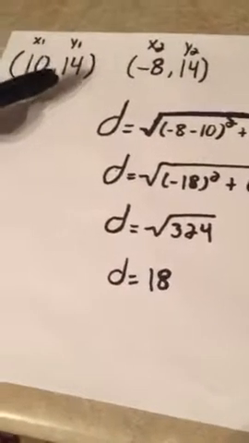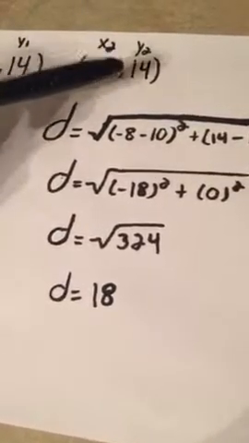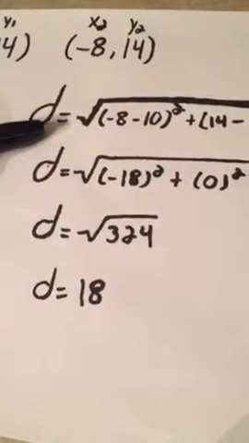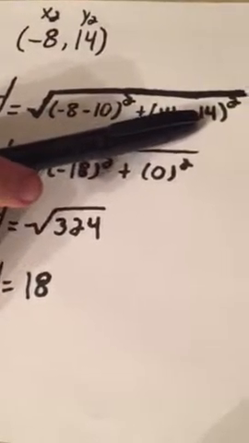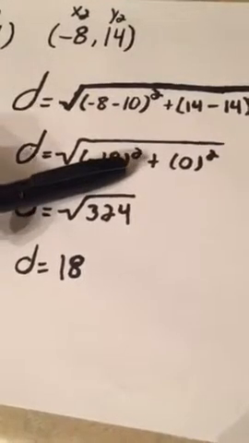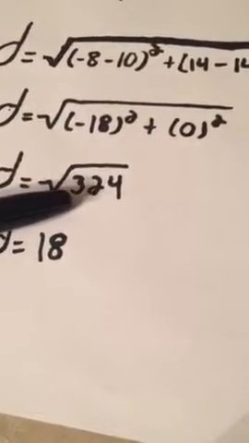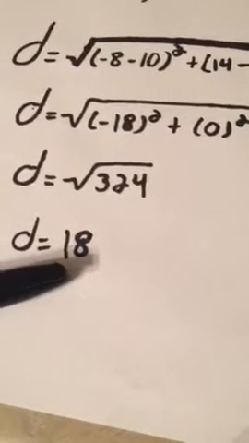In example 1, x1 equals 10, y1 equals 14, x2 equals negative 8, and y2 equals 14. If you plug those into the formula, d would equal the square root of (negative 8 minus 10) squared plus (14 minus 14) squared. Simplify that, d equals the square root of negative 18 squared plus 0 squared. That would give you the square root of 324. The square root of 324 gives you the distance of 18.